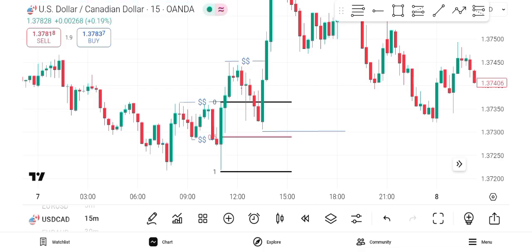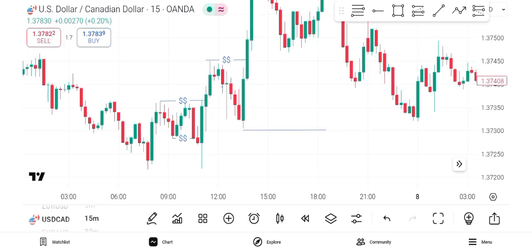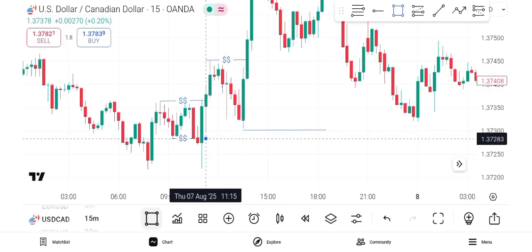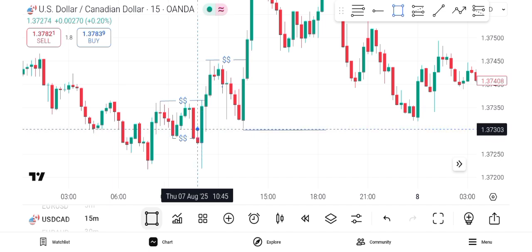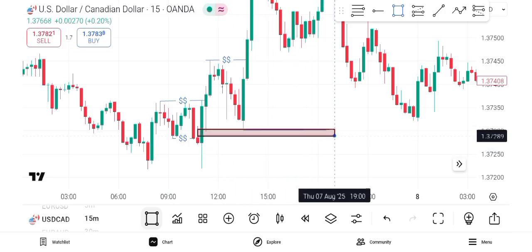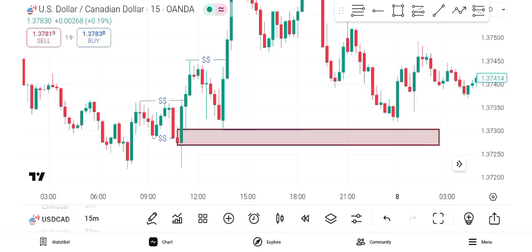Our POI is just the last red candle before the impulsive movement to the upside. To know more about this, you have to know about advanced market structure in depth. Don't worry, I will do a video about that. This last red candle is our order block. That's our entry. You see, that's our entry.